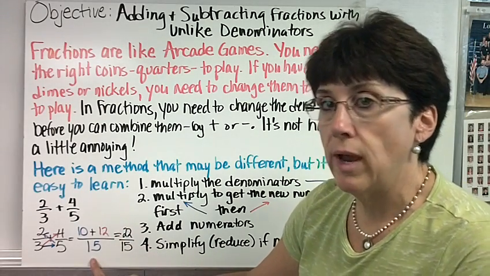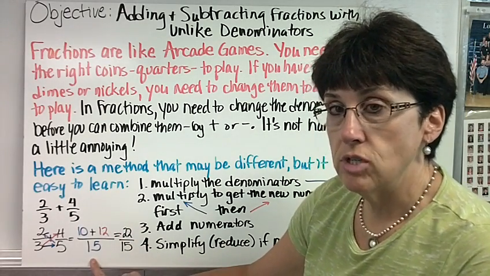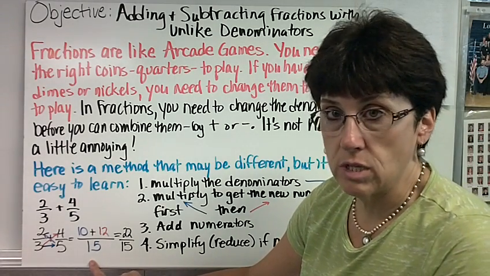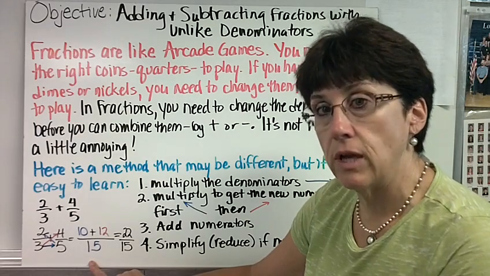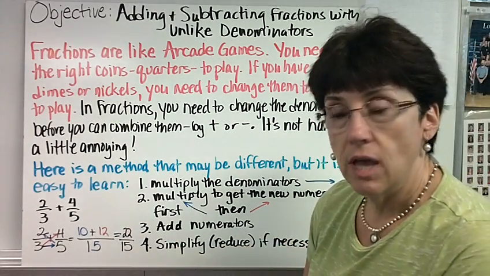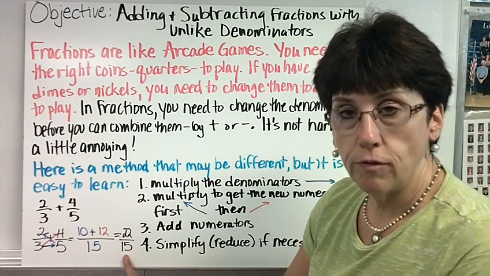Notice I didn't rewrite it with two new denominators. I'm just saying I know my denominator is going to be 15ths. I'm also not using the lowest common denominator. I'll reduce it at the end if I need to, okay? Now you just add the numerators. 10 plus 12 is 22. And that's my answer, 22 over 15.